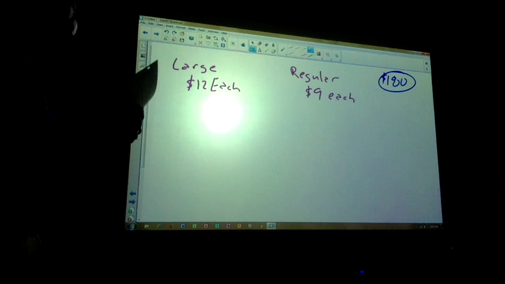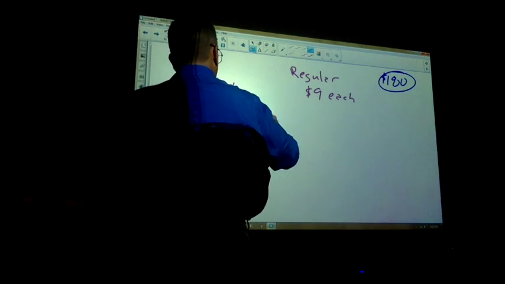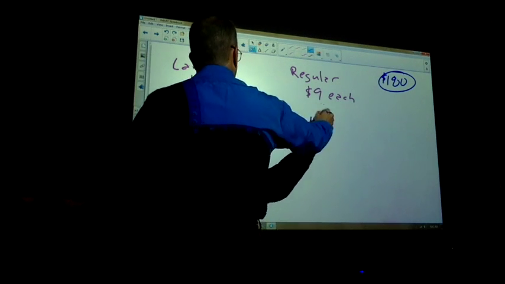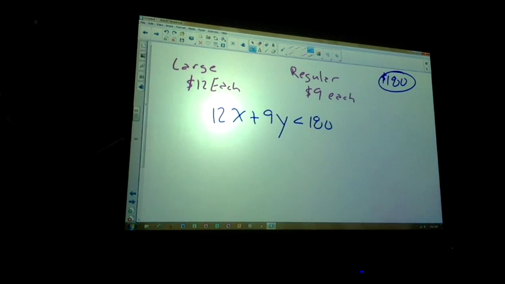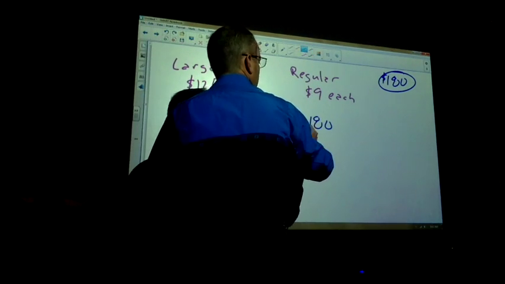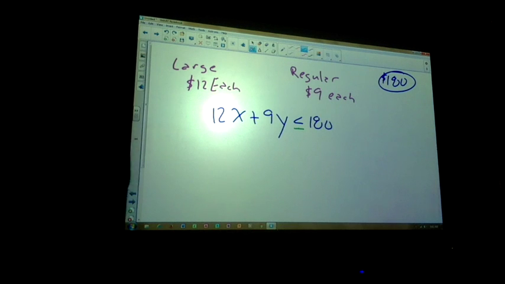The equation modeling the situation is 12x plus 9y is less than 180. I guess we could make that equal to. I don't know if it's a pivotal part of the problem. But they said no more than 180, so I think it'd be okay with the equal sign, either way in this situation. So they said this models the situation. X represents what? The number of large pizzas, and Y represents the number of regular pizzas.